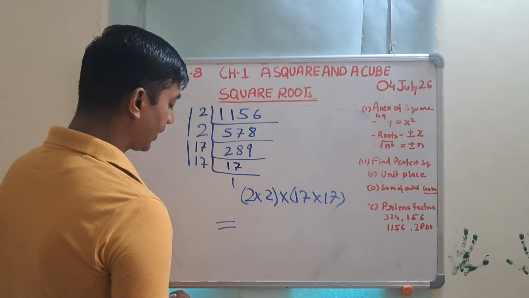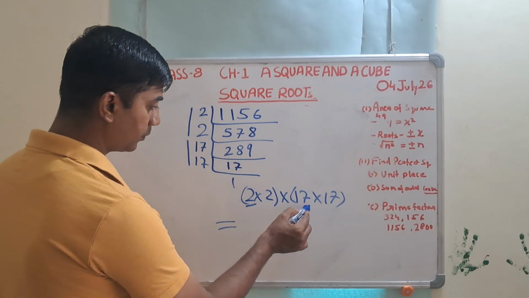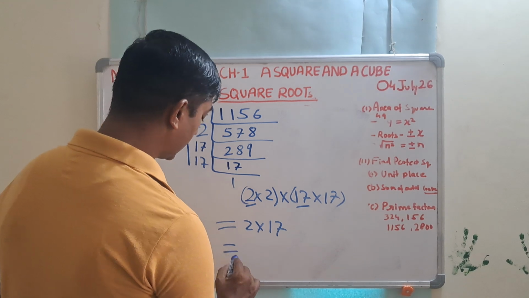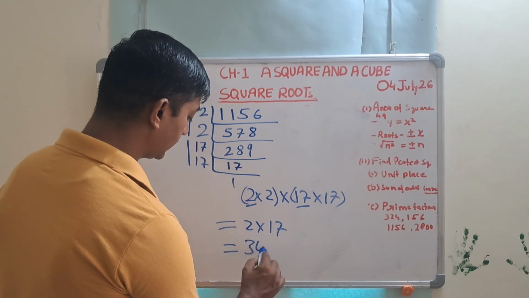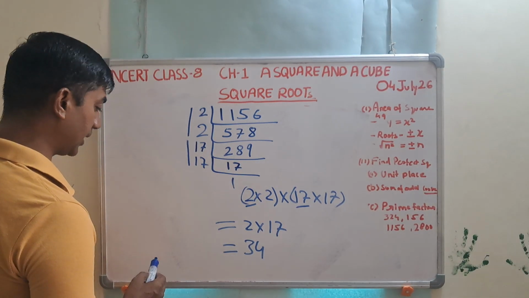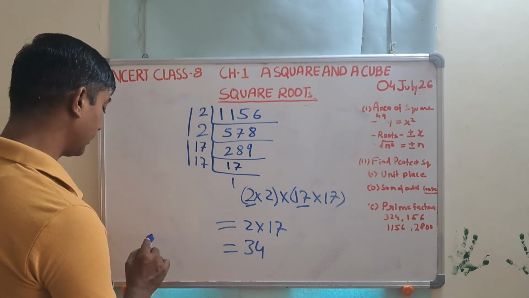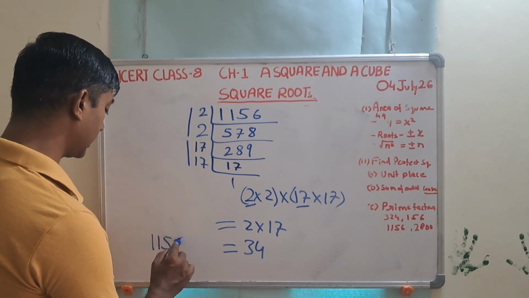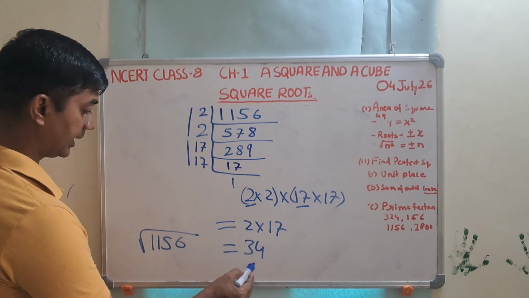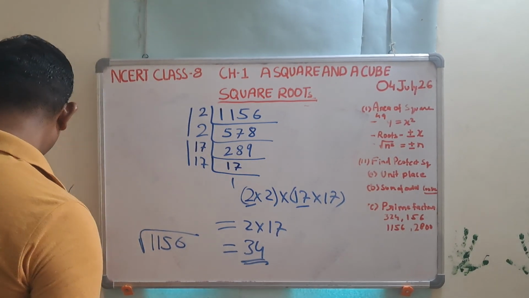To find the square root, we have to pick one from each pair, 2 into 17, and we get the square root. This is 34. So 34 is the square root of 1156. If we take the square root of 1156, 34 will come. Understood?